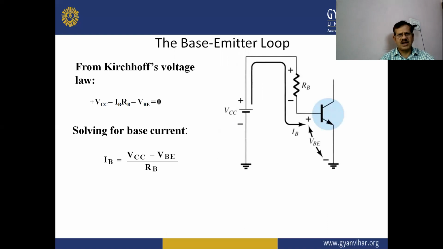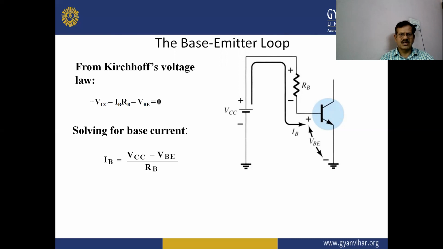The base-emitter loop from the Kirchhoff voltage law. So in the circuit, VCC minus IB RB minus VBE equal to 0. This equation is derived by the Kirchhoff voltage law. Solving for base current, IB equal to VCC minus VBE upon RB.